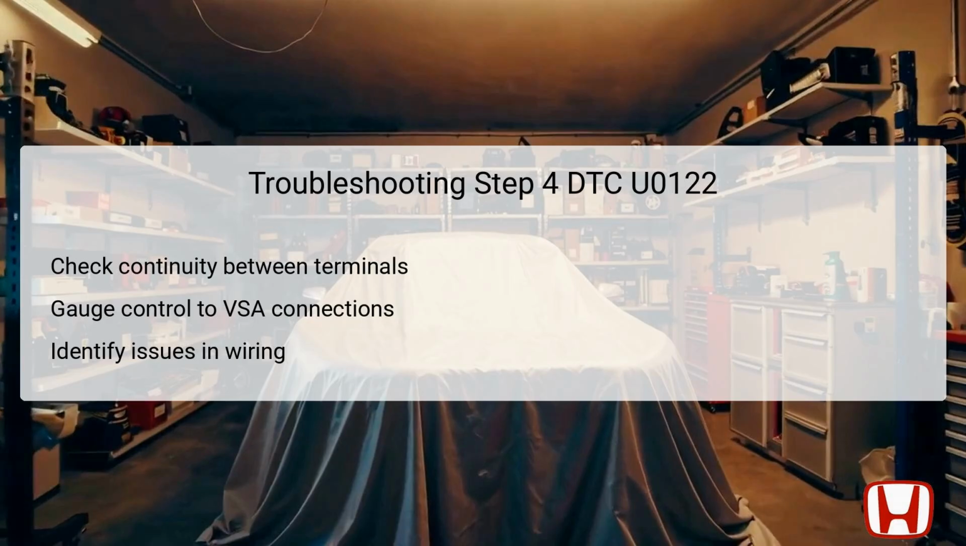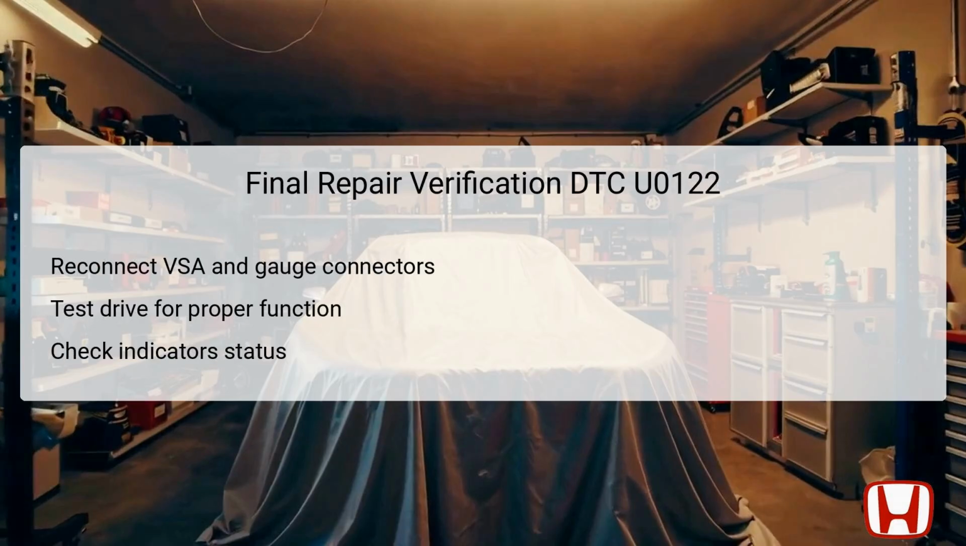Conversely, if continuity is absent, it signals that there is an open or poor connection in the FCAN wiring. This outcome directs the technician's efforts to locate and rectify the problematic wires between the VSA Modulator-Control Unit and the Gauge Control Module, necessitating a thorough inspection of the wiring harness. Once repairs and inspections are completed, it's essential to reconnect both the VSA Modulator-Control Unit and the gauge control module connectors securely.